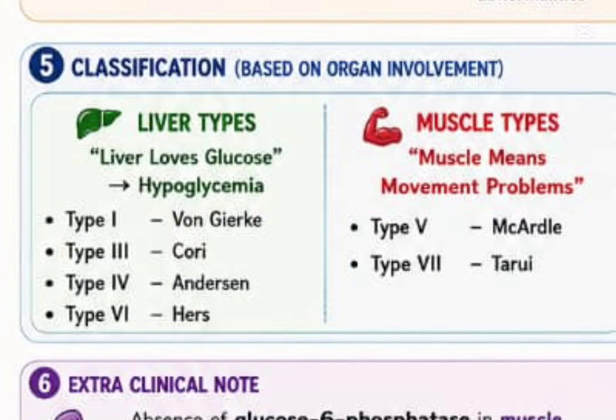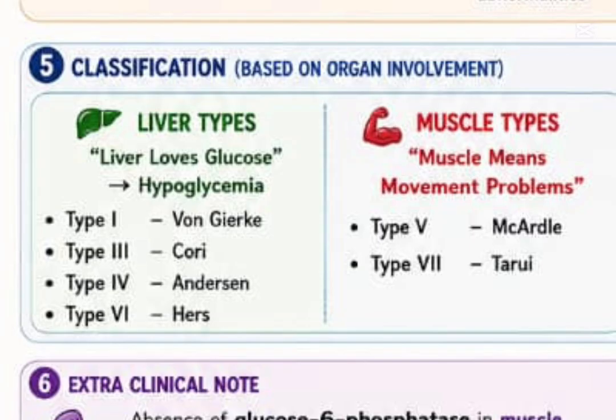Some cause hypoglycemia: type 1, type 3, type 4, and type 6. So 1, 3, 4, 6 cause hypoglycemia: von Gierke, Cori, Andersen, and Hers.